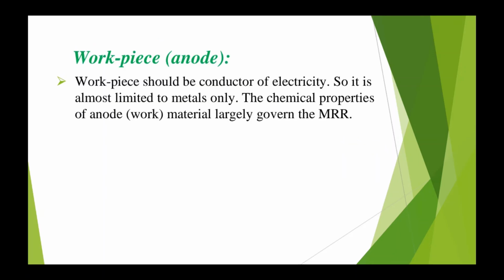Now we'll move to the workpiece, the anode. The workpiece should be a conductor of electricity, so it is almost limited to metals only. The chemical properties of the anode, that is the work material, largely govern the material removal rate. This is about the components of the electrochemical machining setup.